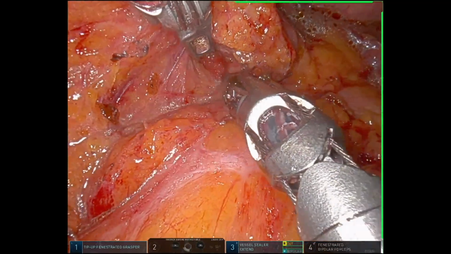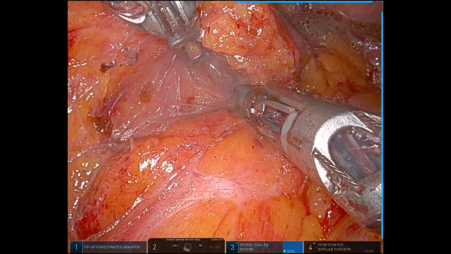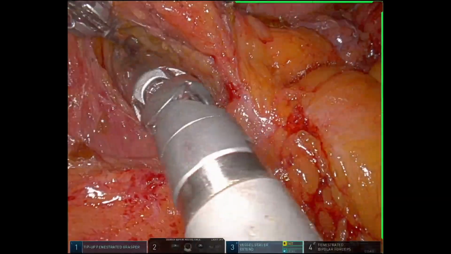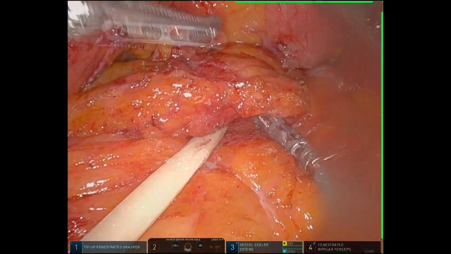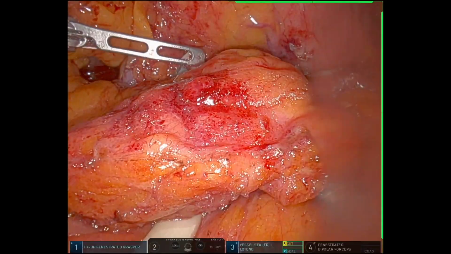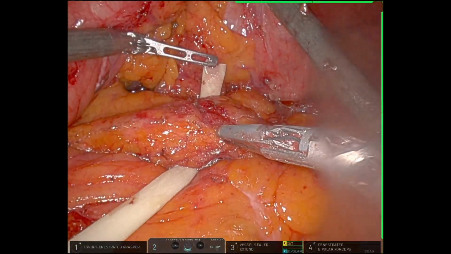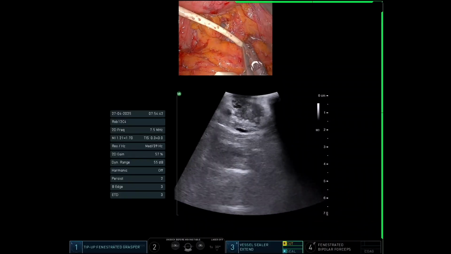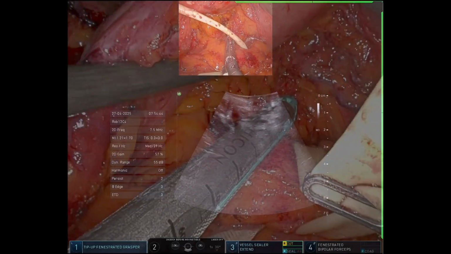A retropancreatic tunnel was created at the level of the body and a Penrose drain was passed for control and elevation. Intraoperative ultrasound was performed to localize the tumor and confirm a transection point proximal to the lesion.